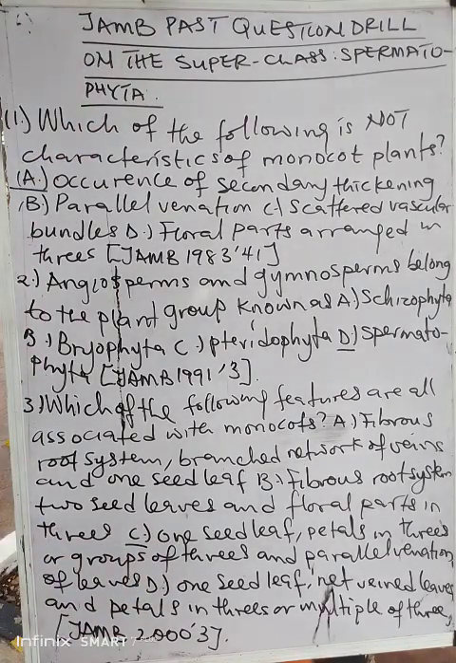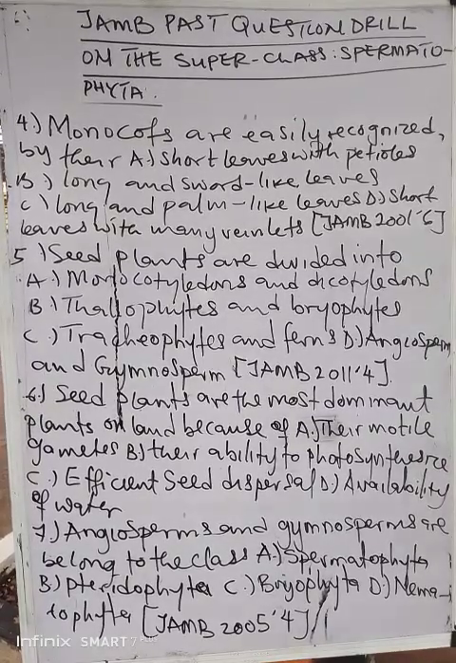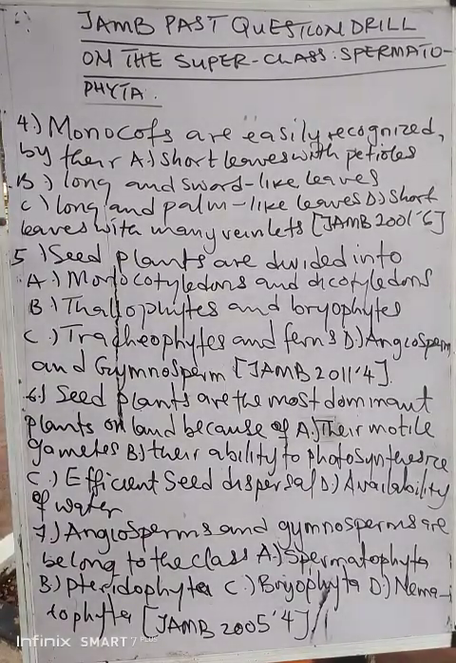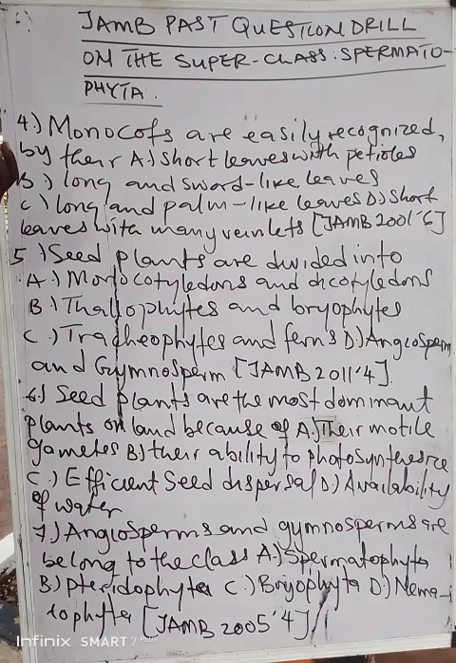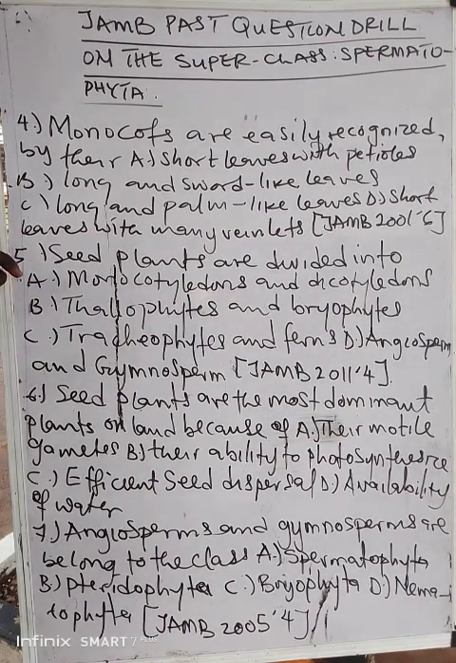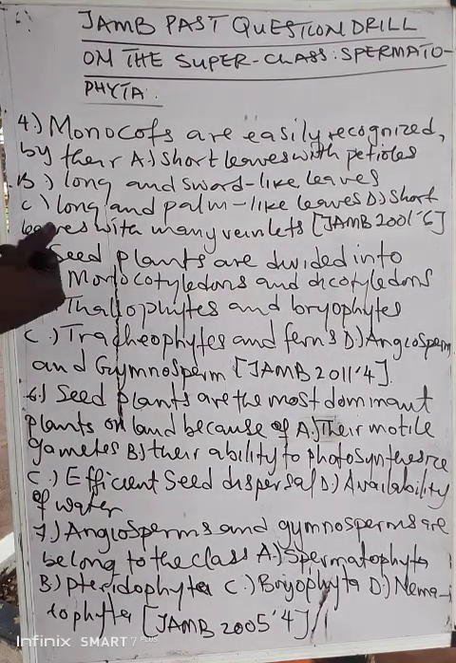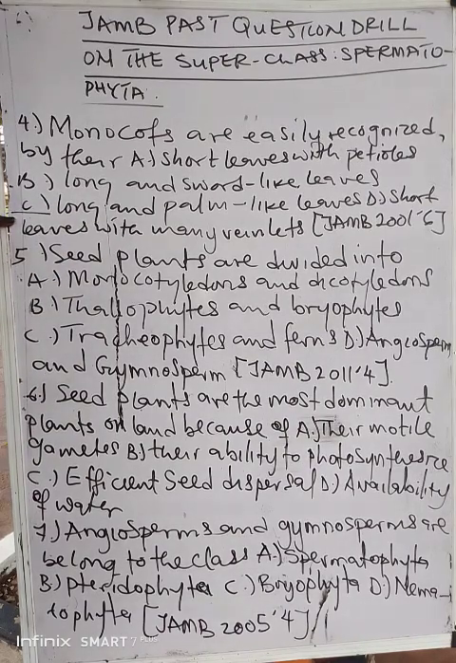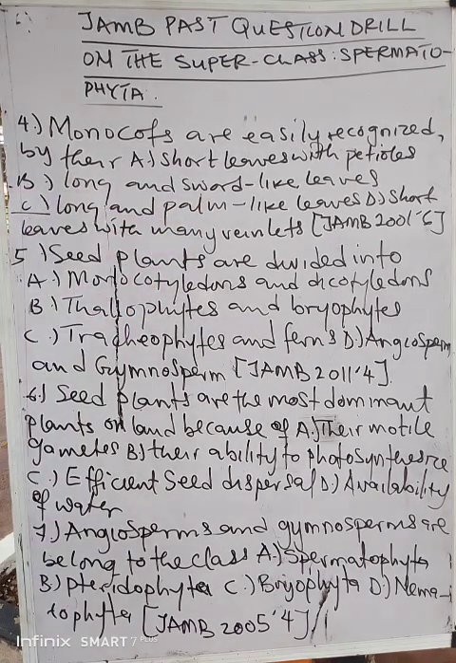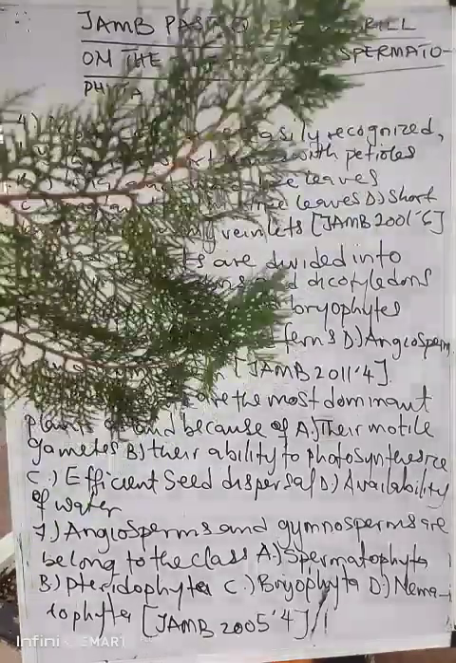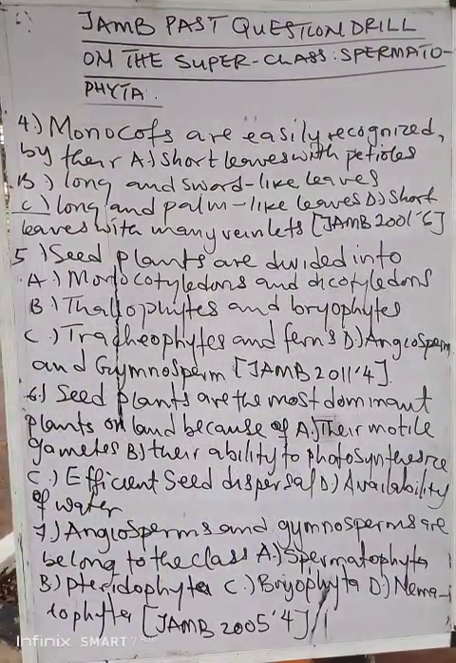So let's go and look at some other questions. Let's look at this last one. Number 4. Monocots are easily recognized by their what? Short leaves? No, sorry. Monocots have long and palm-like leaves, because palm trees are also monocot. Palm-like leaves. Why not sword? The ones that look like needles are gymnosperms; it's these ones that are sword-like. So these are like palm.